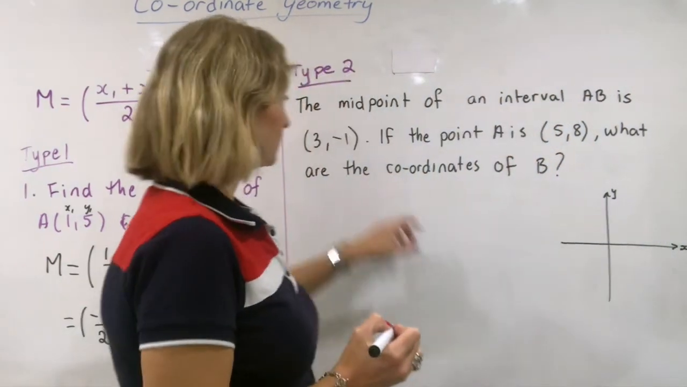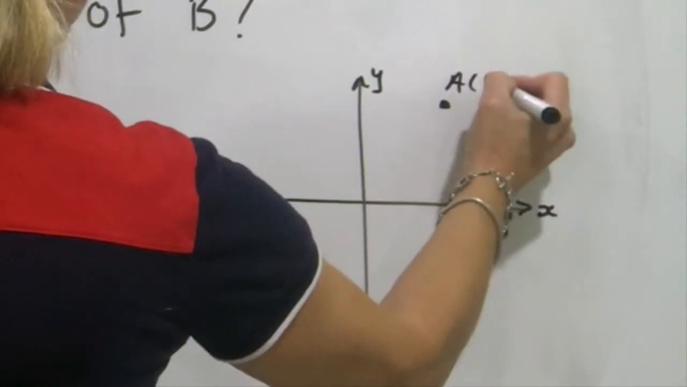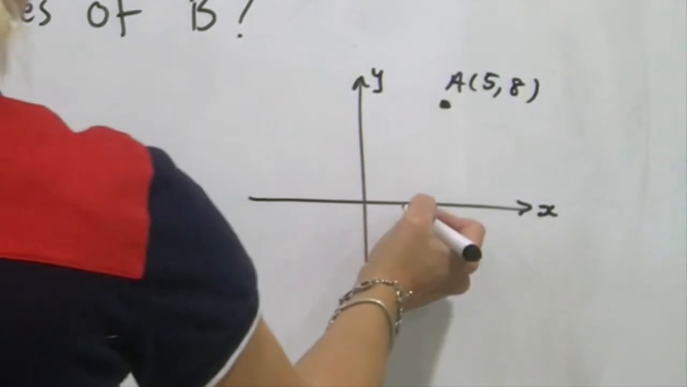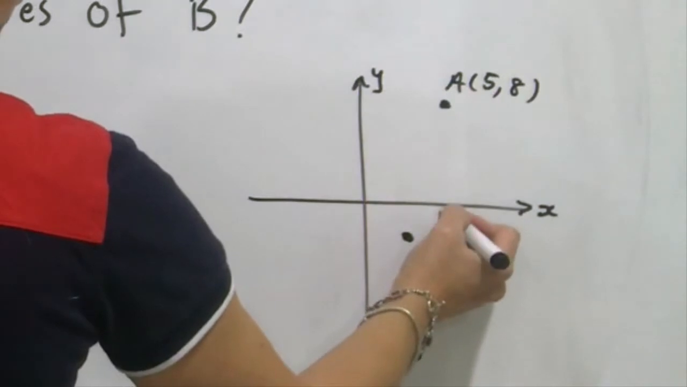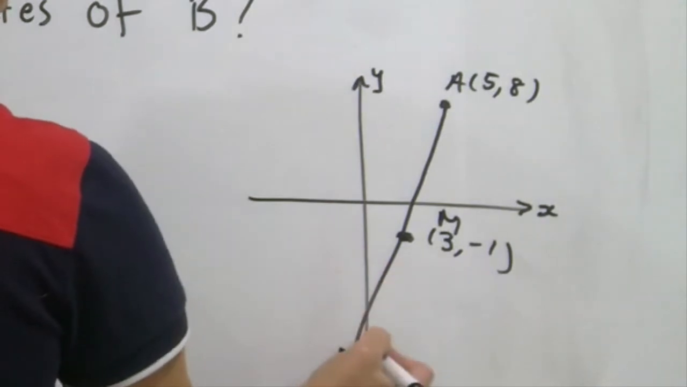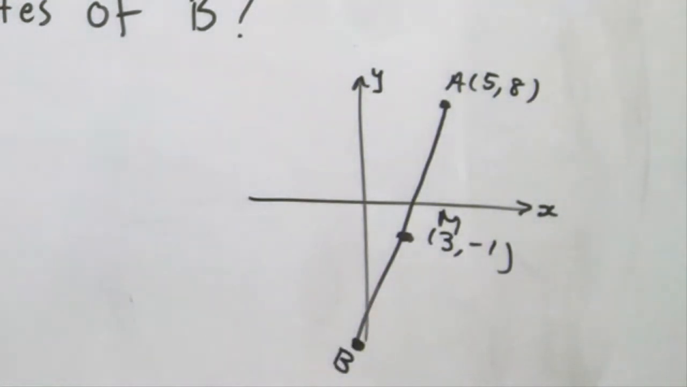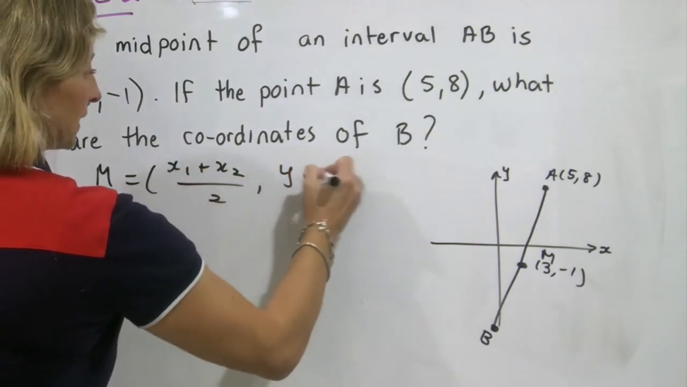I need to plot my points, A, B, and the midpoint. A is 5, 8, that's somewhere over here. I know that the midpoint is 3, -1, that'll be somewhere down there. And I know that that point there is the midpoint of my line AB. So B is going to be over here somewhere. It's asking me to find the other end point. They've already given me the midpoint. Now remember, as soon as you see a question that's asking you about midpoint, you should be able to write down the midpoint formula. x1 plus x2 over 2 and y1 plus y2 over 2.